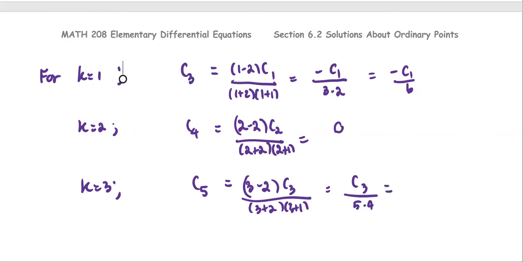And C3 is negative C1 over 6, which is 3 times 2. Or we can see this as negative C1 divided by 5 times 4 times 3 times 2, or 5 factorial, where we can see the 6 as 3 factorial. And we see the pattern of the factorial coming out from each ck using the recurrence relation.